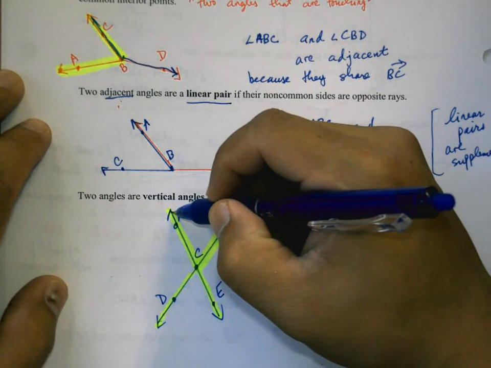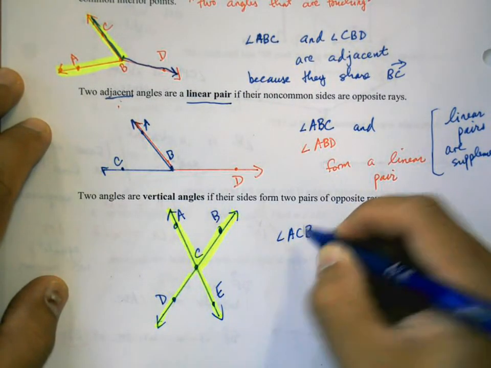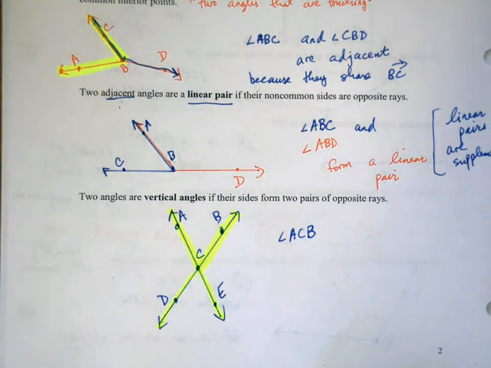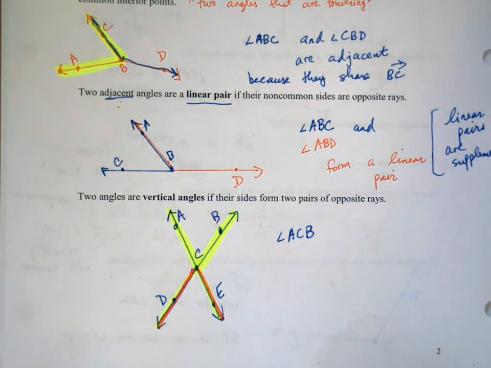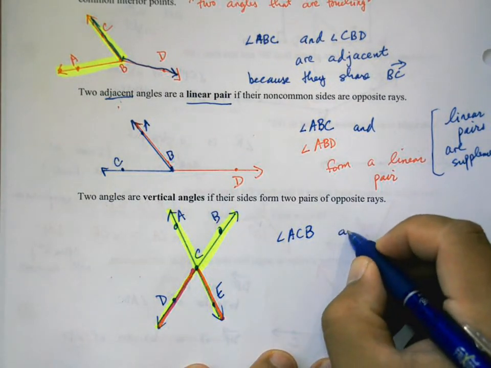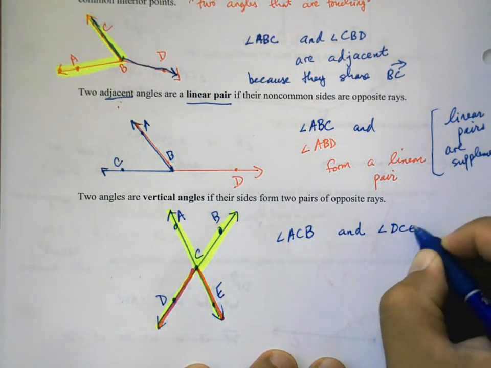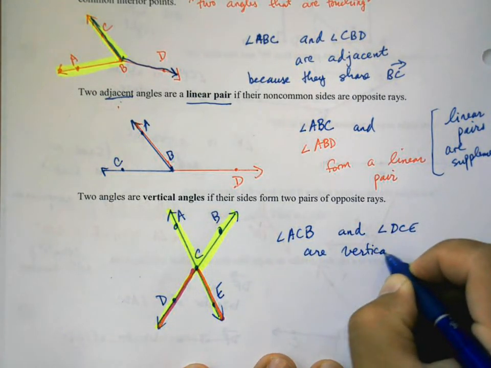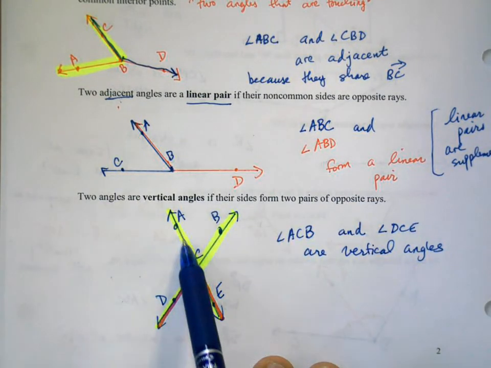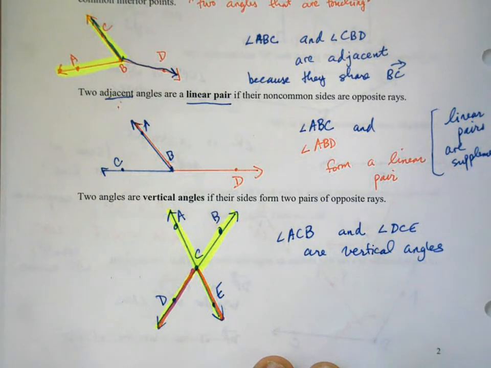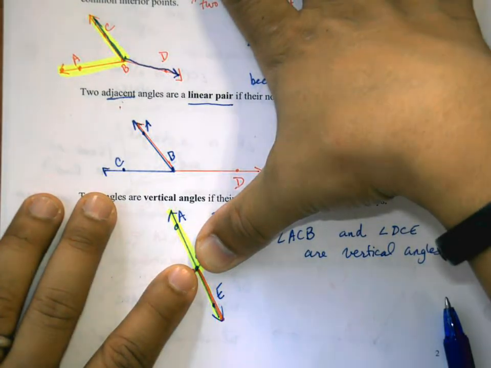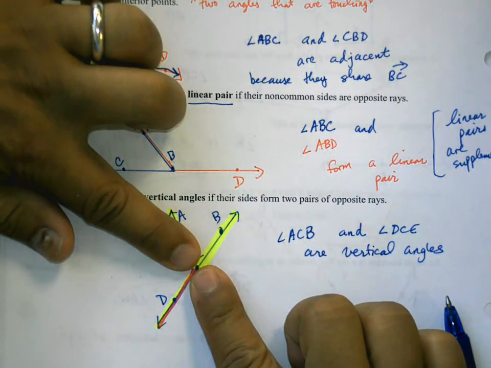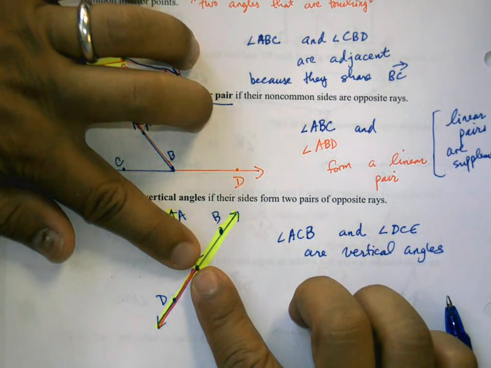I sort of highlighted everything, but ACB is this part right here. Maybe I can highlight the other part using a different marker so we can see a little bit better, and angle DCE. So those two form vertical angles. The one I highlighted in yellow and the one I highlighted in red, those are vertical angles. Because if I cover up part of the picture, you can see that there's one pair of opposite rays there, and then if I cover up the other side, there's another pair that forms opposite rays.